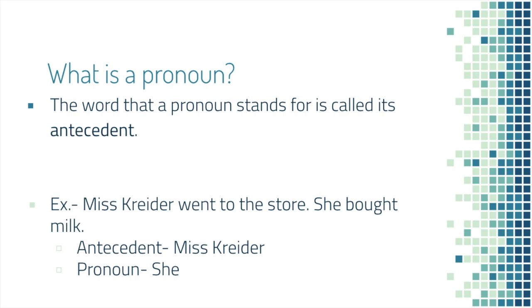So the example that I give you is Miss Kreider went to the store. She bought milk, okay? If I would have written, Miss Kreider went to the store, Miss Kreider bought milk, that's kind of redundant, okay? We don't want to be too repetitious with things like this. So, the antecedent in this case is Miss Kreider, because the pronoun she is standing in for Miss Kreider in the second sentence. You could, as I said, replace she with Miss Kreider and it would still make sense. It would just be more redundant.